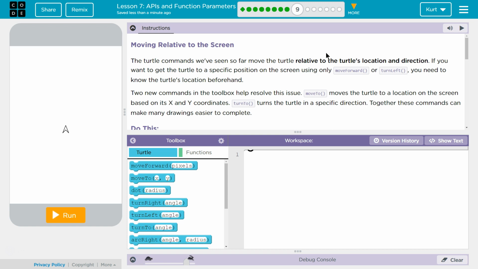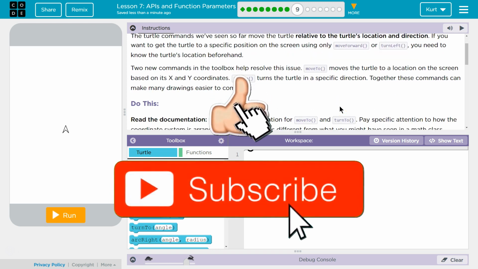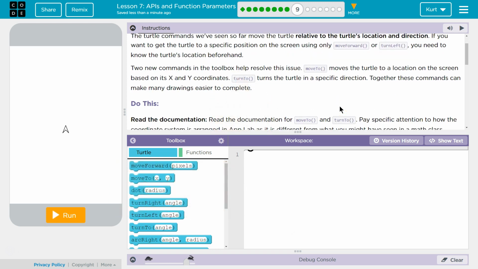The turtle commands we've seen so far move the turtle relative to the turtle's location and direction. If you want to get the turtle to a specific position on the screen using only move forward or turn left, you need to know the turtle's location beforehand. Two new commands in the toolbox help resolve this issue. Move to moves the turtle to a location on the screen based on its X and Y coordinates. Oh, but we don't know those. Turn to turns the turtle in a specific direction. Together, these commands can make mini drawings easier to complete.